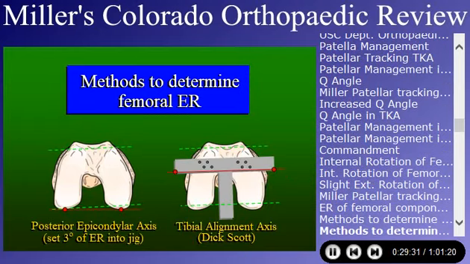The last method is posterior condylar axis. So you put your sleds on the bottom, you externally rotate it 3 degrees on your jig. The last method is the tibial alignment axis. You just take your tibial jig and move it up. You've cut your tibia at 90 degrees. You just bring the jig up a little bit higher and draw your line, and that will give you your flexion gap. So those are the 4 methods to assess external rotation.